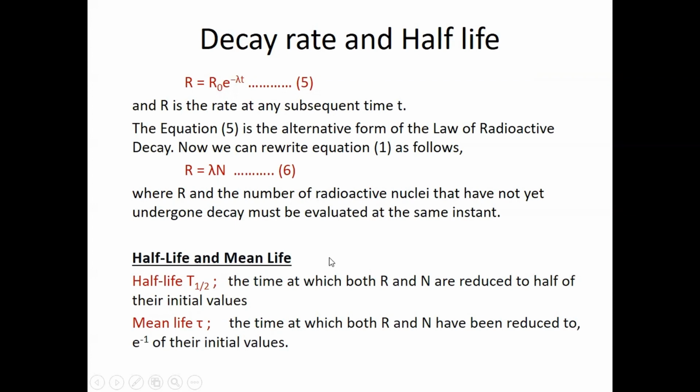Now we define two quantities for radioactive decay. One is the half-life and the other is the mean life. Half-life is the time at which both R and N reduce to half of their initial value. And the mean life is the time in which both R and N reduce to e to the power minus 1 of their initial value.